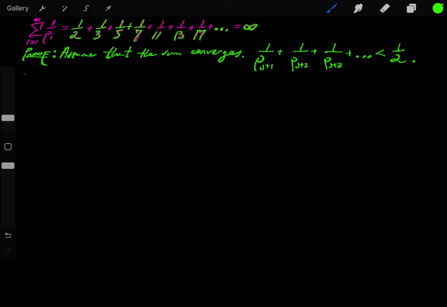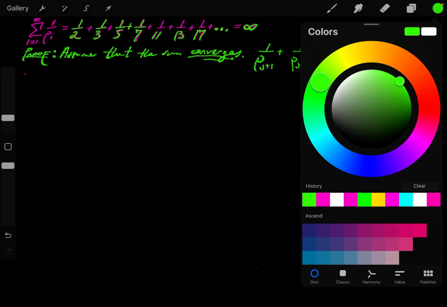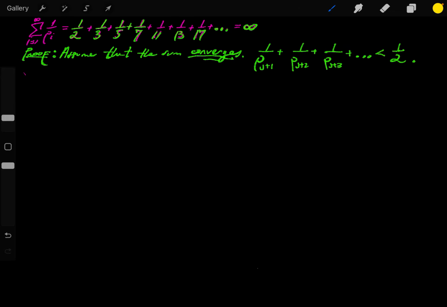Okay, so if we assume that it converges, we're guaranteed to be able to find some j such that the reciprocal primes after that j sum to less than 1/2. This is guaranteed to be true as long as the sum converges. Now, after this, we need to take what seems like a detour, and that's why I'm going to do it in a different color, and we need to define a function.